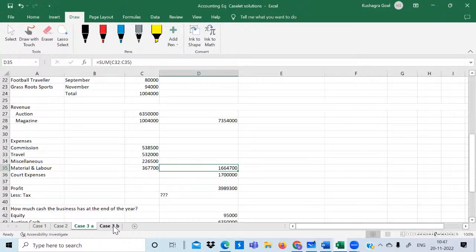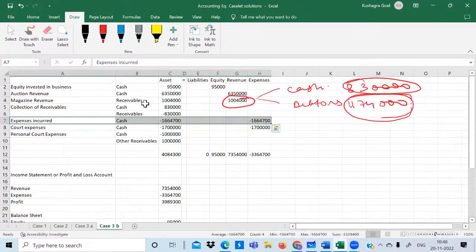Why do we add all the receivables? Again, what I'm assuming is that when I sell the paintings, I don't get the money immediately. I get it after 4 months. So what I've done is I've split it into two parts.